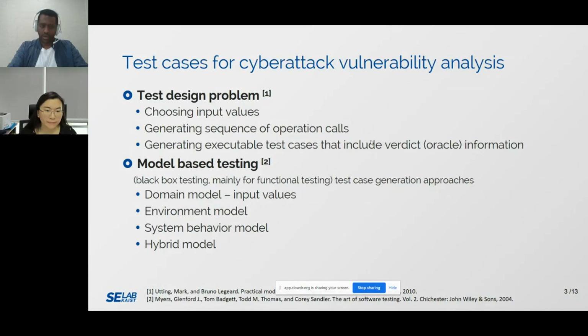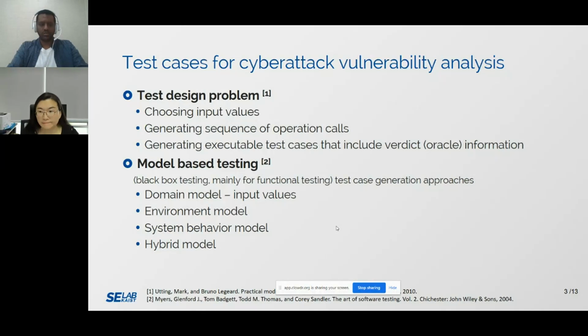Broadly speaking, testing can be divided into two: white box testing and black box testing. Model-based testing is a black box testing, mainly for functional testing and test case generation approaches. It relies on three main methods of designing test cases and generating test cases: domain model, environment models, and system behavior models. Or it can use a hybrid of two or three of them in order to design test cases and generate test cases for the system under test.